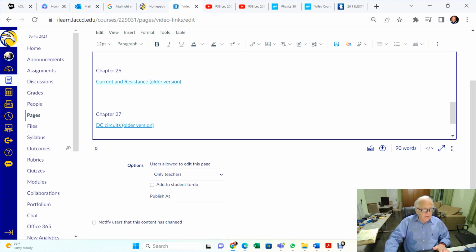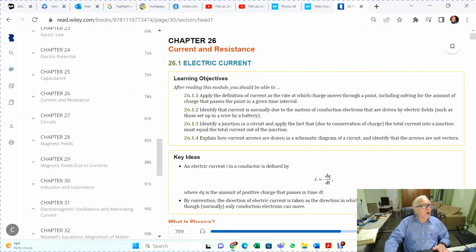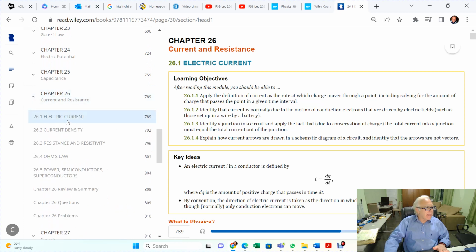Chapter 26 is kind of a short chapter, but it introduces some important concepts: the idea of electric current, the idea of resistivity, plus Ohm's law. Those are the three important topics of this chapter, and also the idea of power. So keep that in mind: electric current and electric resistance, and associated with electric resistance, resistivity plus Ohm's law.